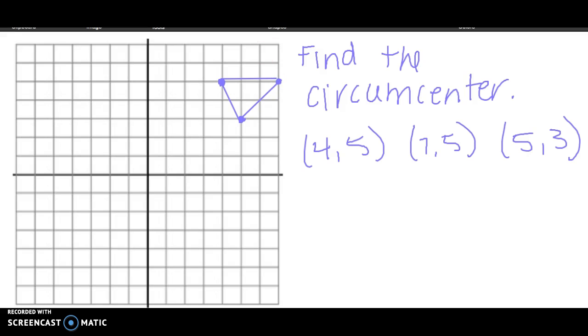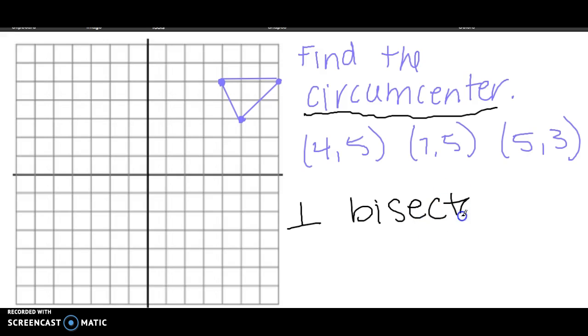Okay. So then you have to know what circumcenter is. Circumcenter is the place where the 3 perpendicular bisectors of your triangle cross. So perpendicular means they cross at 90-degree angles. Bisector means cuts it in half. Okay. So I'm going to find the perpendicular bisector of my top side.